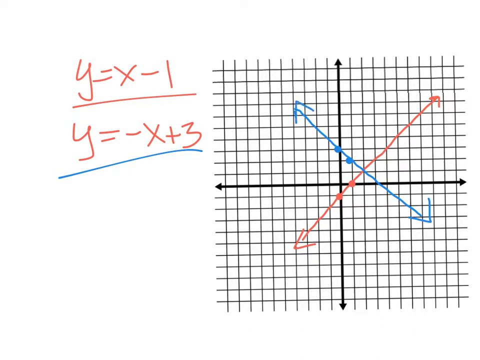Okay, where do they cross? Right here, right? See my yellow circle? So he went over 2. How many up? Up 1. So my answer is 2, 1. Because the x value is over 2, the y value is up 1.